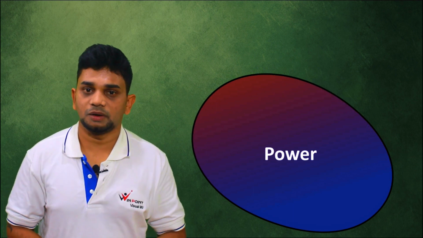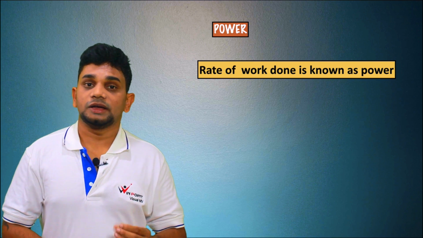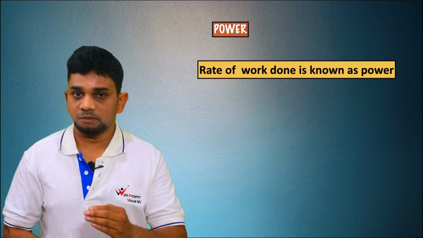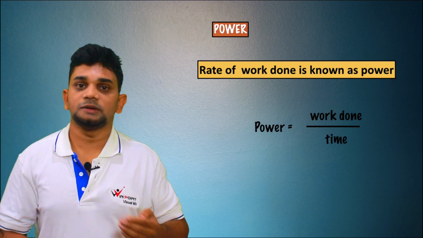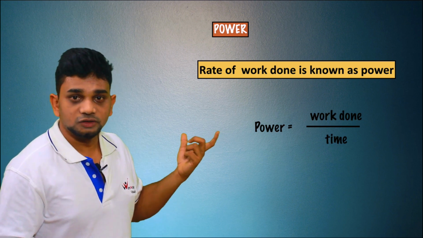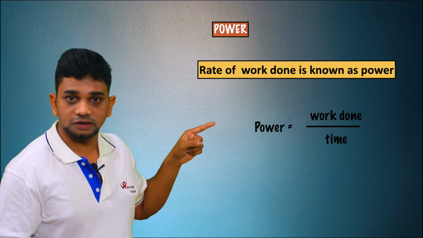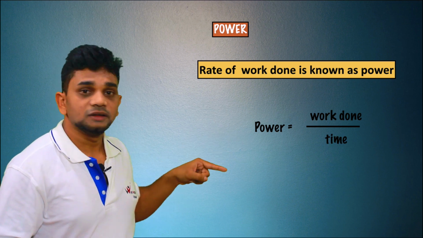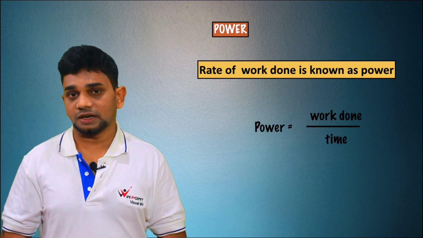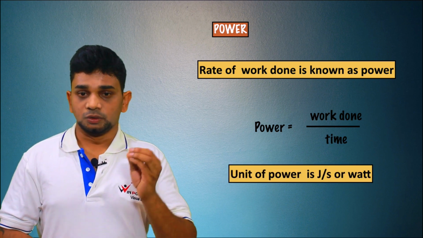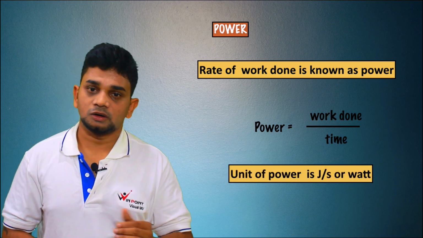So we can define power now. Rate of work done is known as power. Work done by time means rate of work done. The equation for power is work done by time. The unit of work done is joule, unit of time is second. So what will be the unit of power? Joule per second, or watt. Unit of power is joule per second or watt.